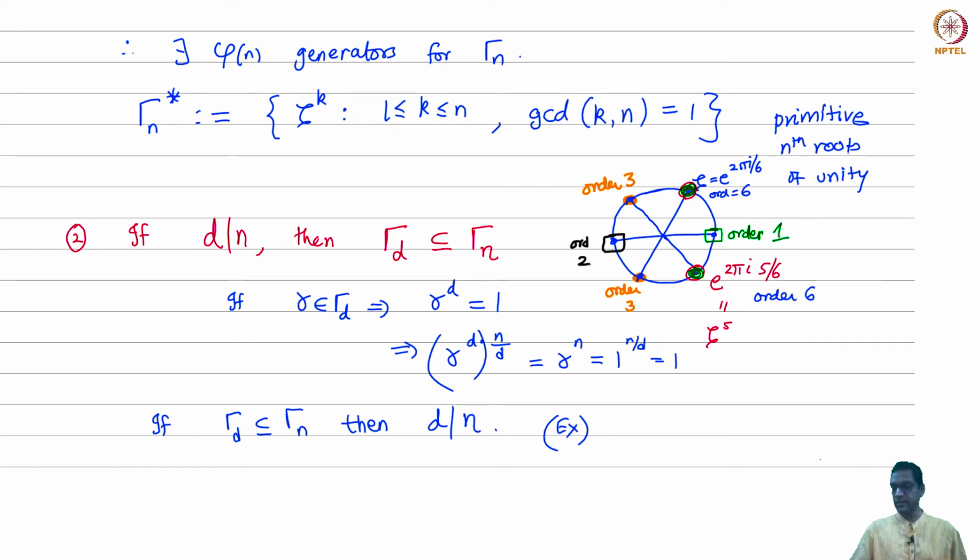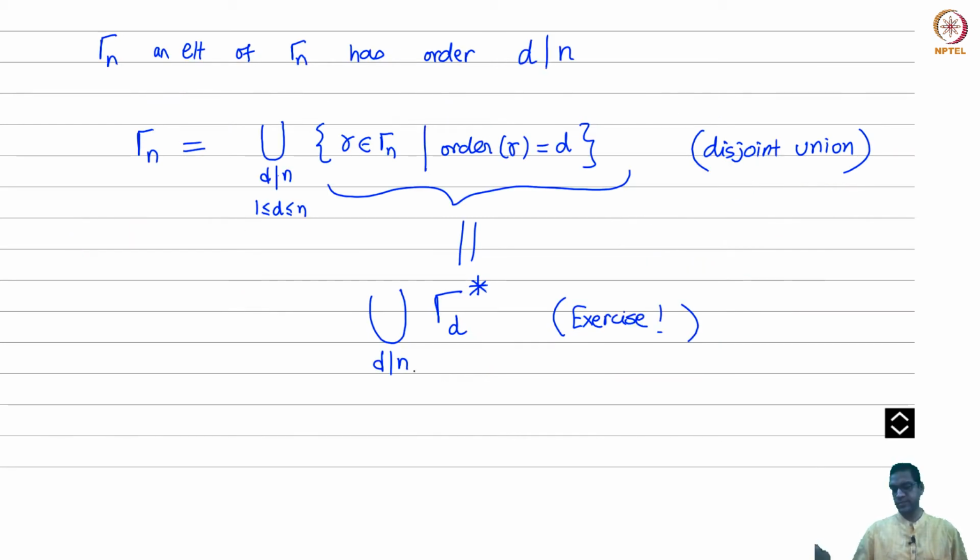So notice that the elements of order 3 that I drew in this picture are exactly what we would usually call omega and omega square, the cube roots of unity, and so on. Okay, and the proof is just more or less from the definition. Just see what it means for an element to have order d and what it means for an element to belong to Gamma d star, and you will notice that these two are exactly the same.